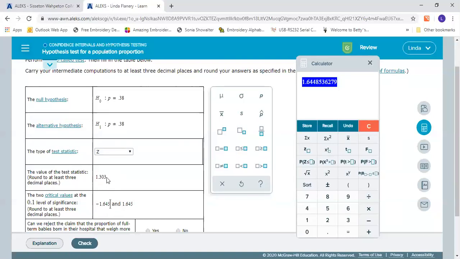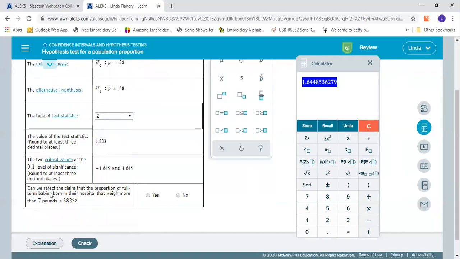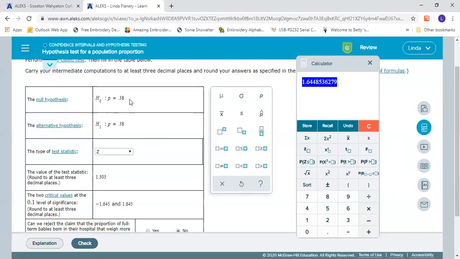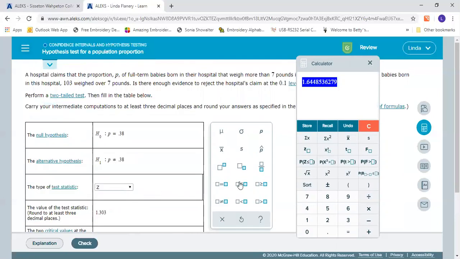Since my test statistic would fall between these two values, it's in the middle, it means we have to accept the null hypothesis that it is equal. So if it says, can we reject the claim that it is 38%? No, we can't reject that claim because we have to accept that it is equal, because the test statistic is between these two values.